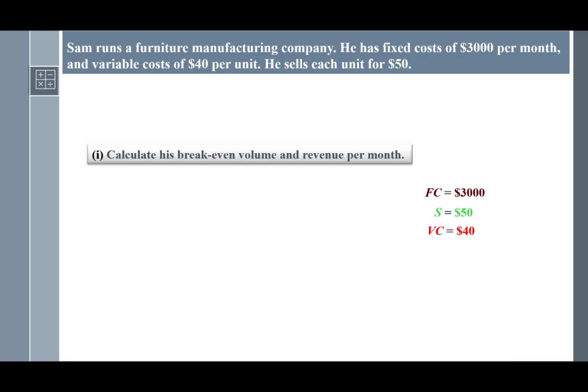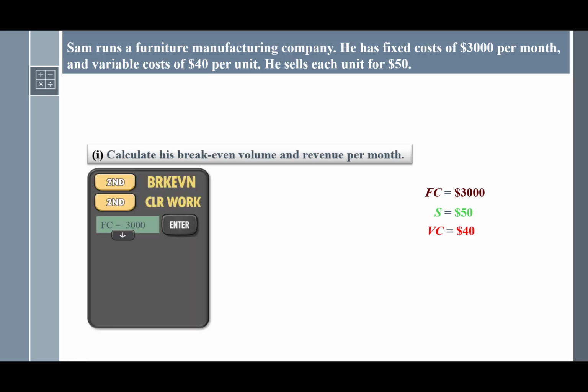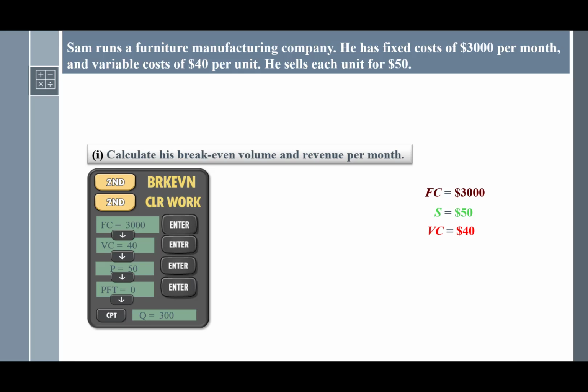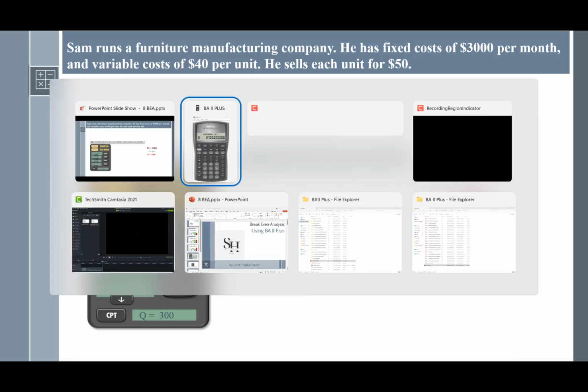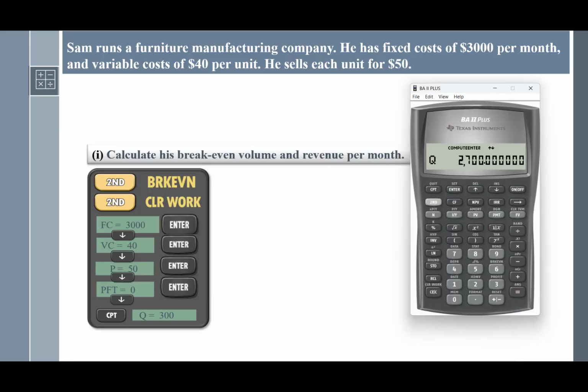Okay, let's look at another example. Manufacturing furniture, fixed cost 3,000, variable cost 40, selling price 50. Break even, volume, and revenue per month. So I'm going to enter fixed cost at 3,000, variable cost $40, selling price $50. Profit 0 because we're looking for the break even point, and it should give us the quantity, 300 units to break even. So let's clear work.